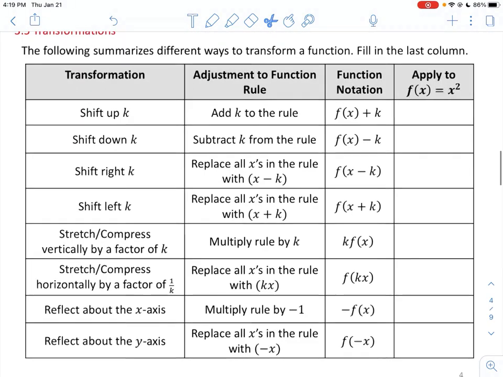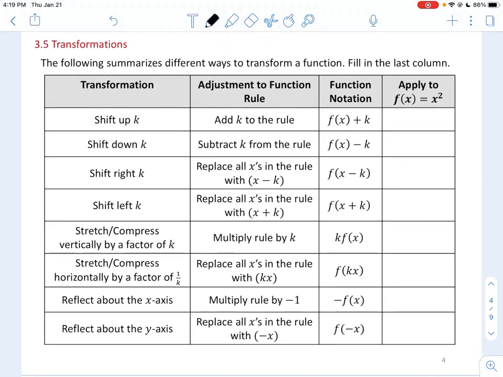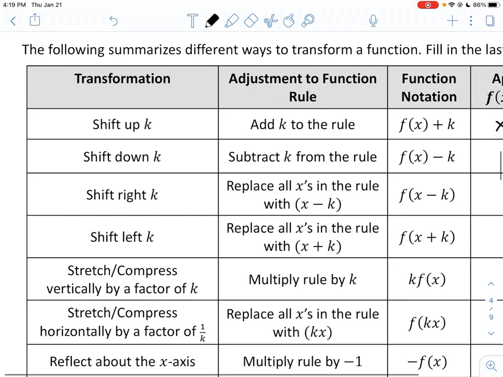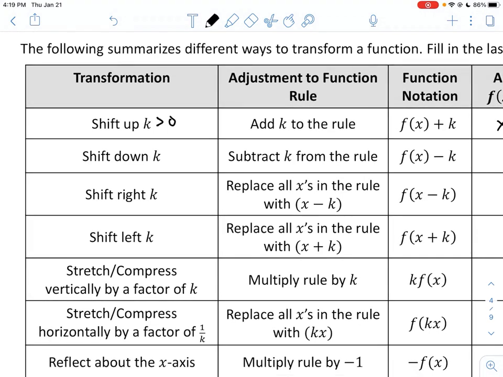Okay, we're going to summarize all the different ways that we have seen here to transform a function. If you want to shift a graph up k units, then what you need to do to adjust the rule is add k to the rule. In function notation, it looks like this. So f of x represents the rule, and then you add k after the fact. As an example, let's apply this to x squared. If I want to move x squared up k, it would look like x squared plus k. And we're assuming k is some positive number, by the way.